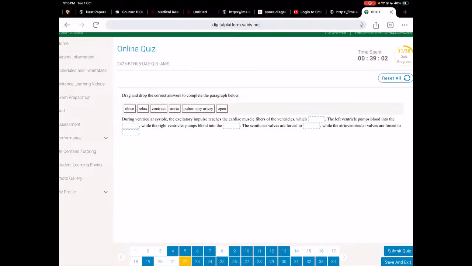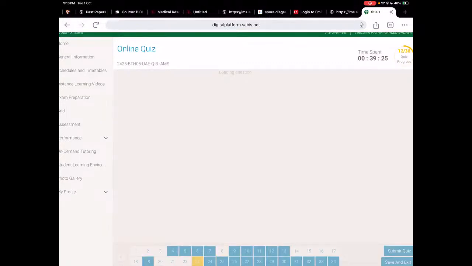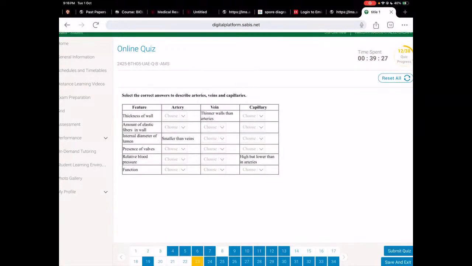During ventricular systole, what's going to happen to the ventricles? They're going to contract, and the left ventricle pumps blood into the aorta, while the right pumps into the pulmonary artery. The semilunar valves are forced to open, while the atrioventricular valves are forced to close to prevent backflow of the blood. Remember, the function of the valves is always to prevent backflow of blood.